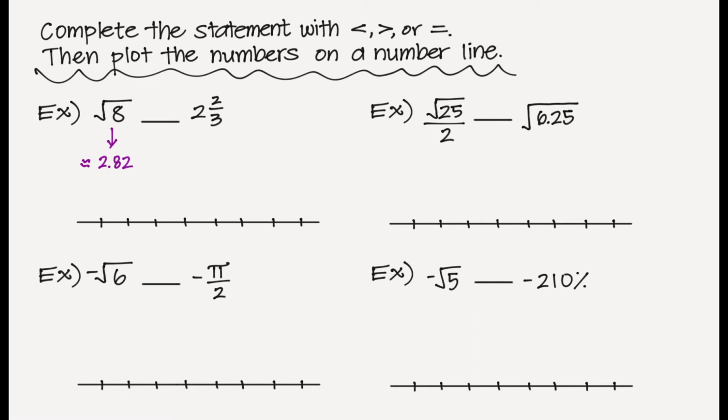2 2/3 would be the decimal 2.66666666 repeating, so I could round that to 2.67. And it's clear to see that 2.82 would be greater than 2.67, so I'll put the greater than symbol. To wrap it up, we're going to go ahead and put these on our number line. So I would put radical 8 just after 2.8, and then 2 2/3 I would put just before 2.7. So I hope that made sense. Let's go ahead and do a few more.